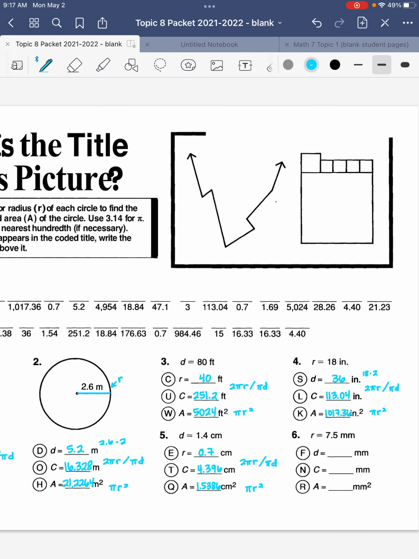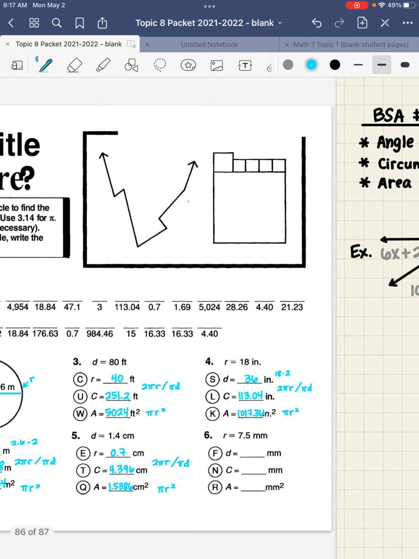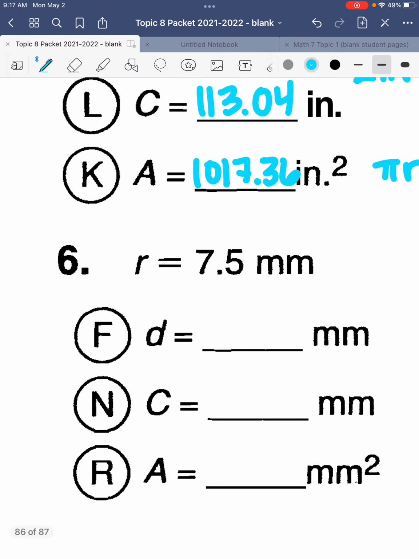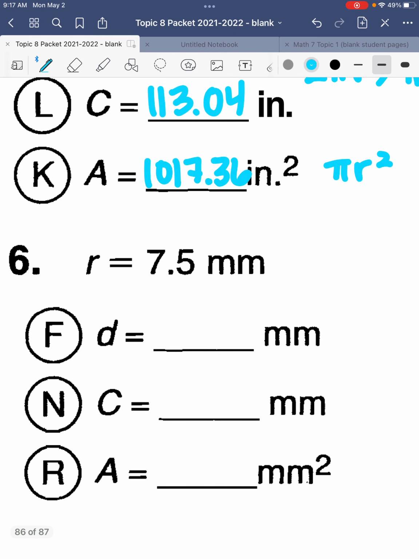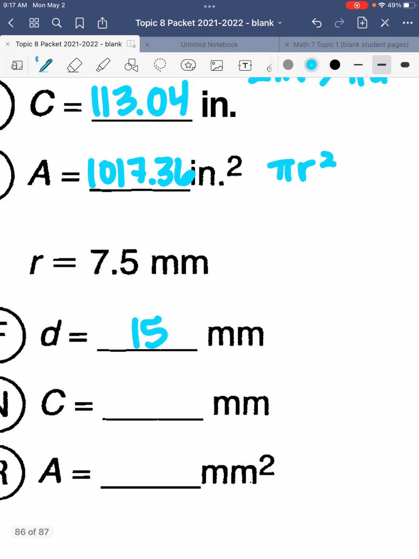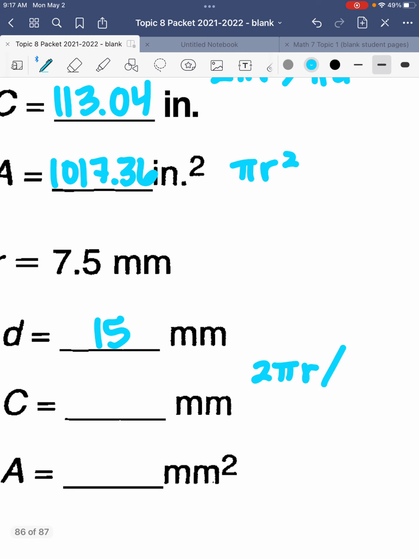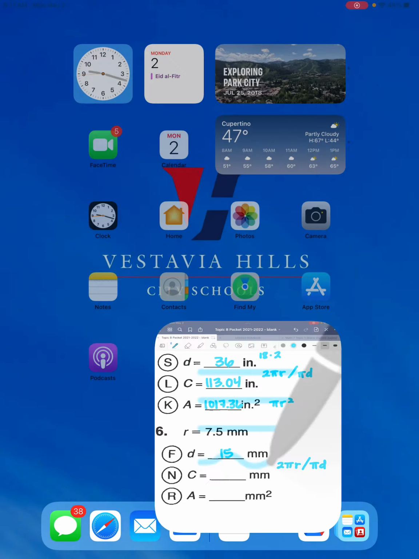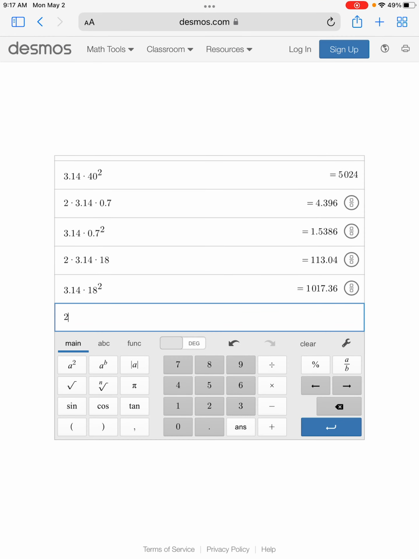Okay, number 6. So we're given the radius. We know the radius is 7.5 millimeters. What is the diameter? Well, to find the diameter, I'm going to take 7.5 and multiply that times 2, and I get 15. So 15 is my diameter. Now my circumference. We can use the formula 2 times pi times the radius, or we can use the formula pi times the diameter. It does not matter which one we use. So let's start with 2 times pi times the radius, and I get 47.1.